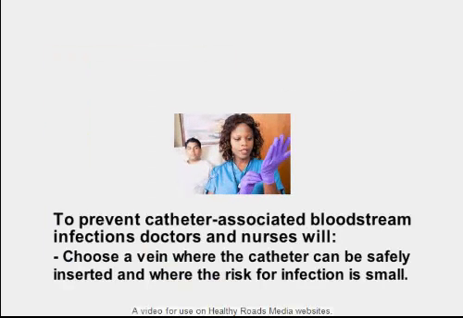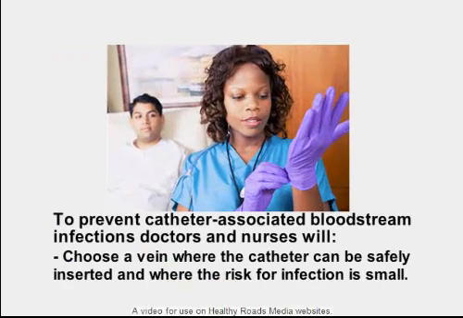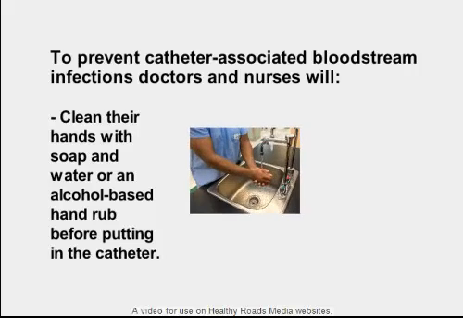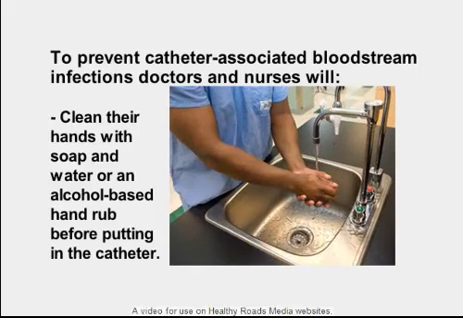To prevent catheter-associated bloodstream infections, doctors and nurses will choose a vein where the catheter can be safely inserted and where the risk for infection is small. They will clean their hands with soap and water or an alcohol-based hand rub before putting in the catheter.